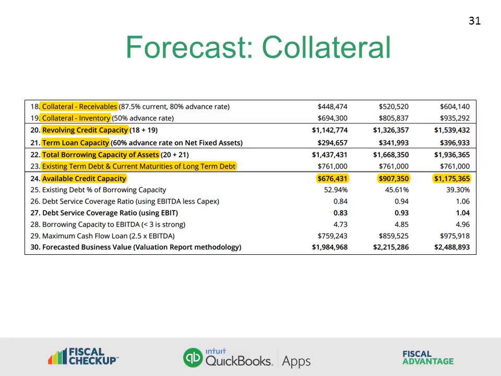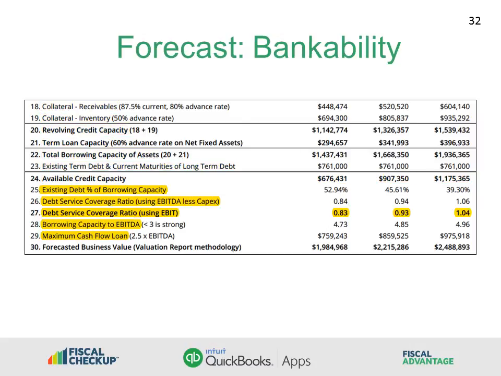Fiscal Checkup reviews the revolving credit on short-term assets and the term credit on long-term assets, both of which are totaled on line 22, the total borrowing capacity of the assets. The existing debt is deducted to arrive at the available credit capacity on line 24. Lines 25 through 29 show key ratios that determine the bankability of the business.